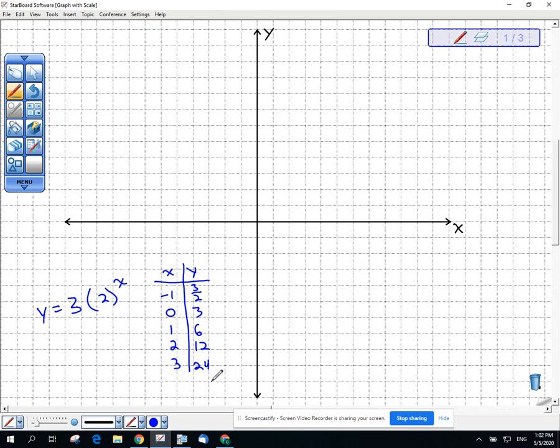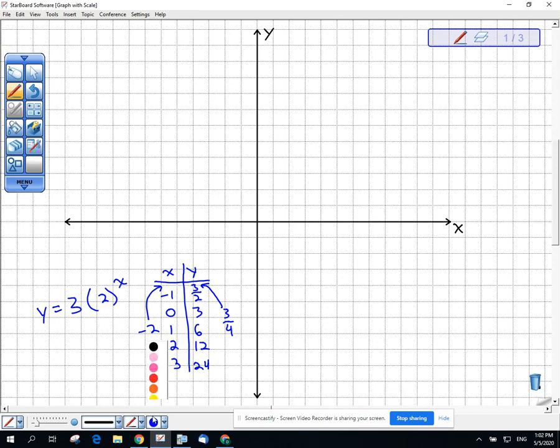If you wanted to go further into the negative, you could, right? If you put a -2 here, I didn't leave myself any space for it, so I have to point at it with arrows. 2 to the -2 would be 1/4, times 3 would be 3/4. That's probably good right there. Those 6 numbers will be good to plot.